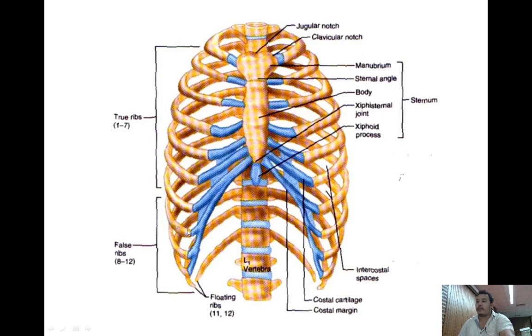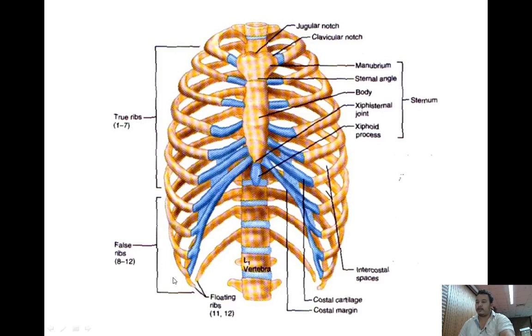Then rib number 8, here you see it is attached to the costal cartilage of 7. Rib number 9 is attached to the costal cartilage of 8, and the rib number 10 is attached to the costal cartilage of 9. Right? So these ribs 8, 9, 10 and 11, 12, these are actually false ribs. And among these false ribs, 11 and 12 are again called floating ribs.